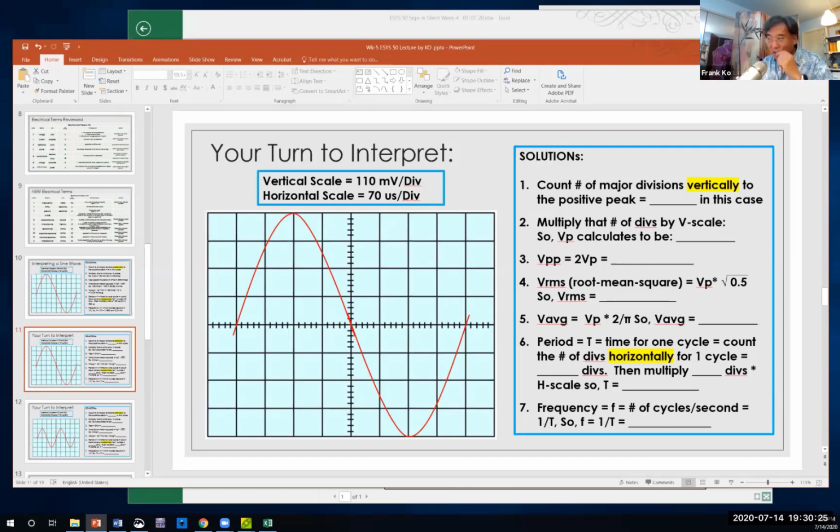Okay. Anyway, enough of that. Good. So we agree that it's 880 millivolts peak to peak. Good. Could you walk us through number 4, please, Tony?